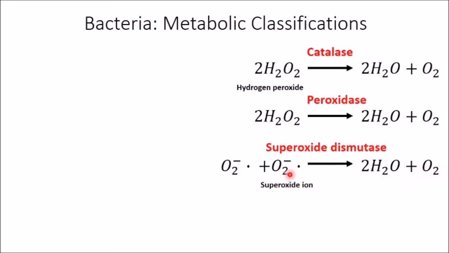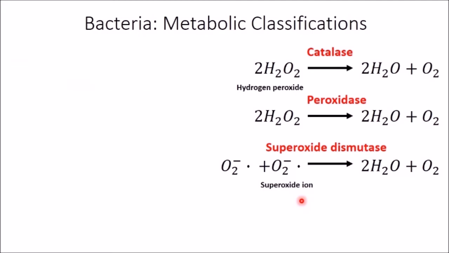Because again, radicals are very dangerous. Radicals can bind to almost anything. The radical mechanism is initiation, propagation, and termination. Initiation is going to form a radical, maybe by sunlight breaking a bond or breaking oxygen into these superoxide ions, which can then go ahead and bind to other proteins and convert them into radicals. And that keeps going. And so that's why it's dangerous. That's why organisms have to get rid of and deal with oxygen appropriately.